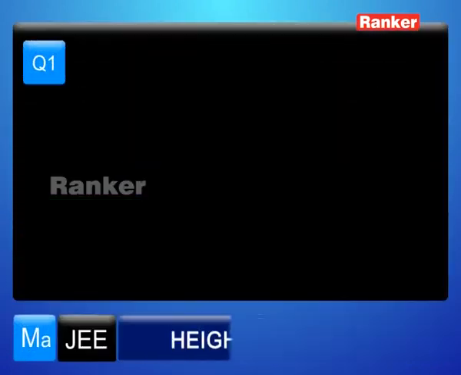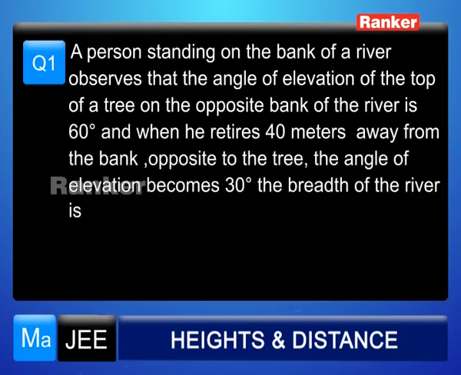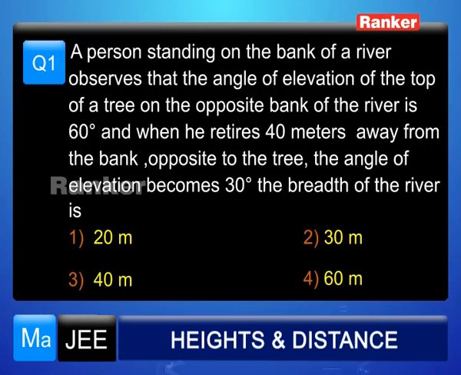Question number 1. A person standing on the bank of a river observes that the angle of elevation of the top of a tree on the opposite bank of the river is 60 degrees, and when he retires 40 meters away from the bank opposite to the tree, the angle of elevation becomes 30 degrees. The breadth of the river is, first option 20 meters, second option 30 meters, third option 40 meters, and fourth option 60 meters.